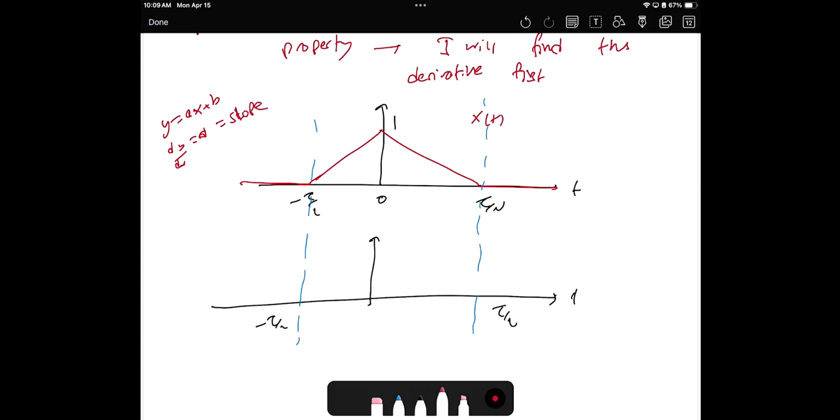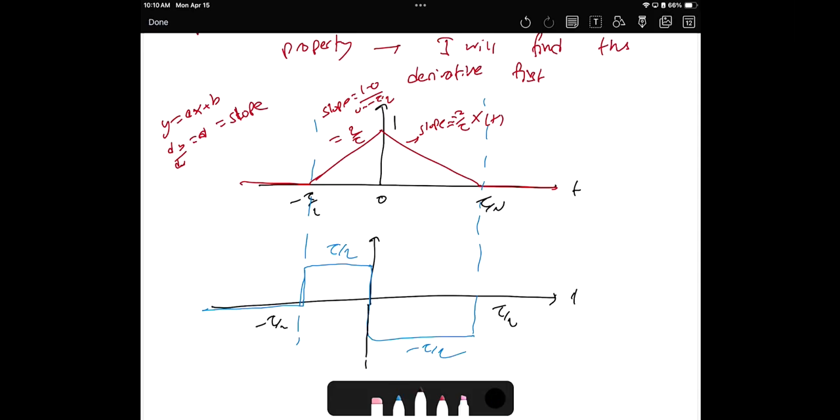So what's the slope on the left-hand side and right-hand side? The slope on the left equals 1 minus 0 over 0 minus negative tau over 2. As a result, the slope will be 2 over tau. The other one, the slope will be the opposite, negative 2 over tau. So the first one will be positive with a slope of 2 over tau, and the next one will be negative 2 over tau.